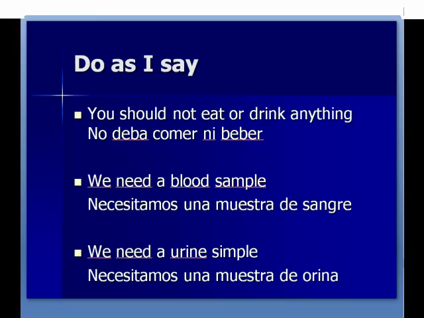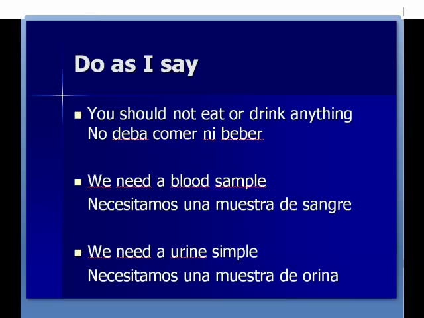Now, for certain parting words that you can say to tell a patient they should not drink or eat anything: no deba comer ni beber. You should not eat or drink anything. We need a blood sample. Necesitamos una muestra de sangre.